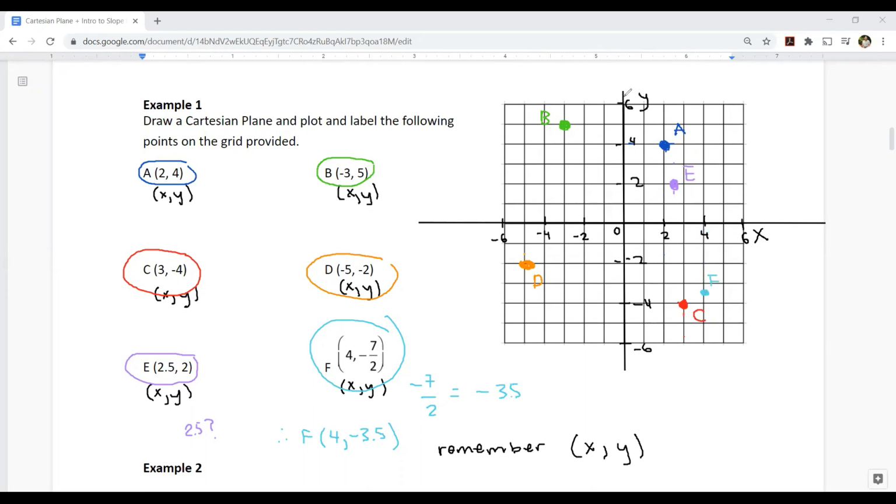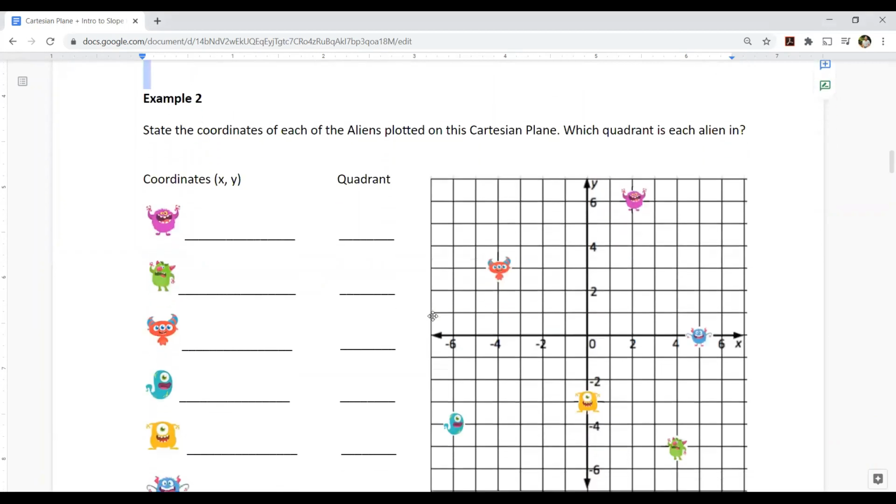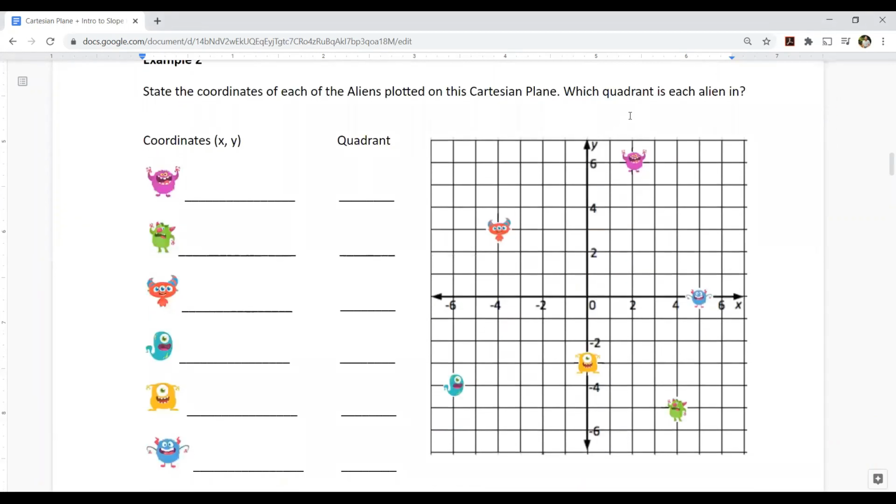Okay, example 2. The question says, state the coordinates of each of the aliens plotted on this Cartesian plane. Which quadrant is each alien in? Unlike the first example, in this question, we are given the points, and what we have to find are the coordinates. So let's take the purple one, and let's do this one together.